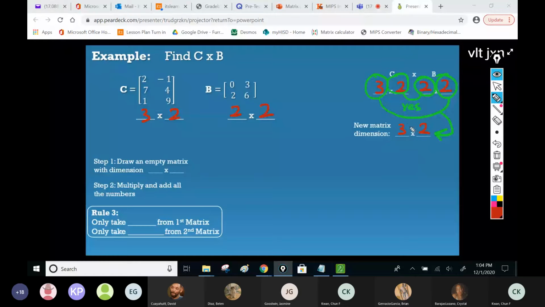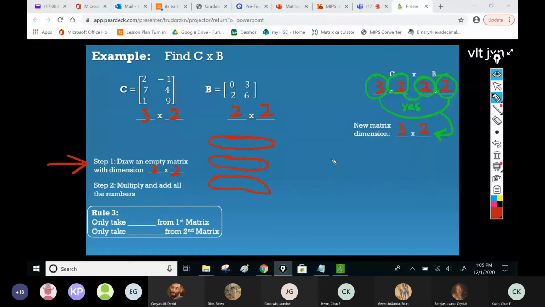All right, now let's actually do the calculation. So here, draw an empty matrix with a dimension of 3 by 2. We know that when we multiply them together, the new matrix will be a 3 by 2 matrix. So I want you to draw an empty matrix with a dimension of 3 by 2. This is how you're going to do it. I want you to use your imagination. So 3 rows is going to look something like that.